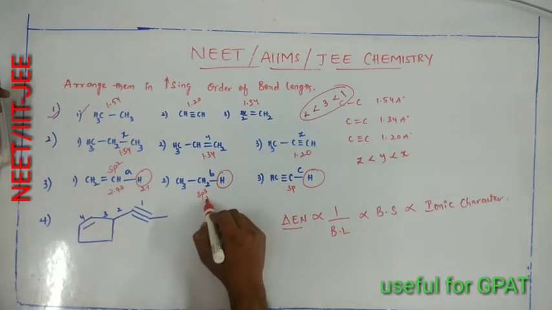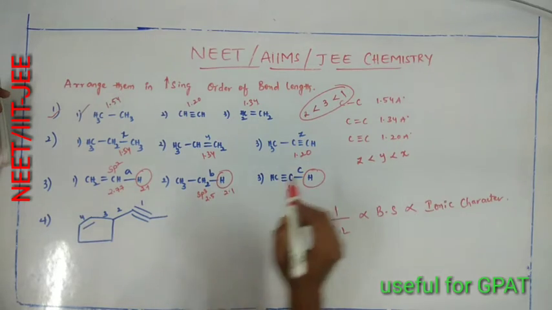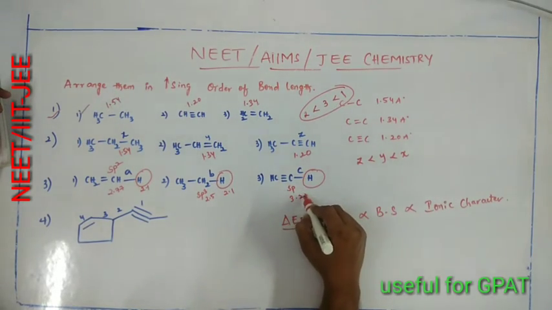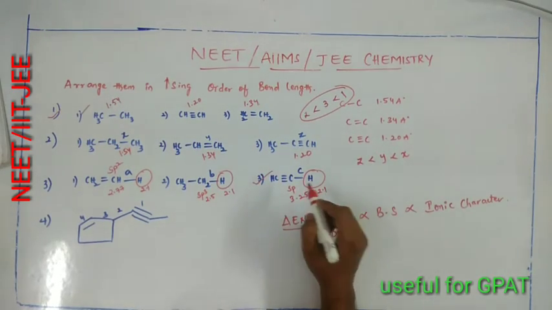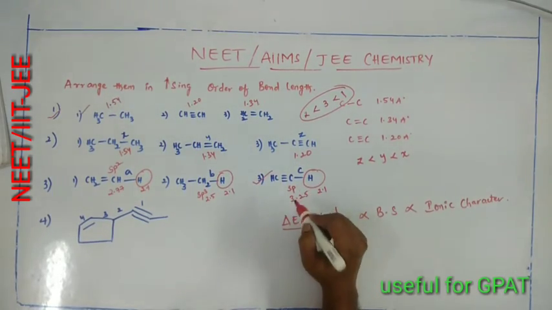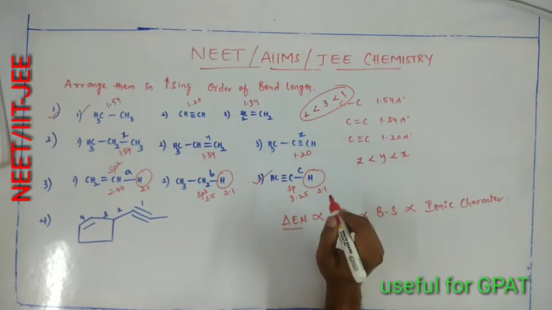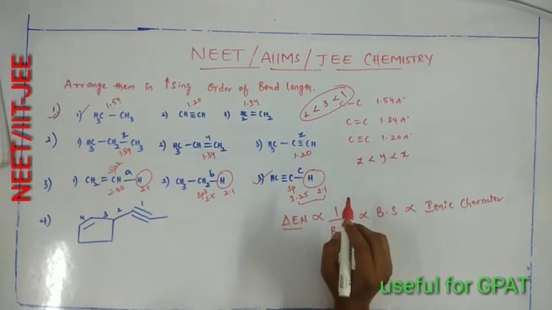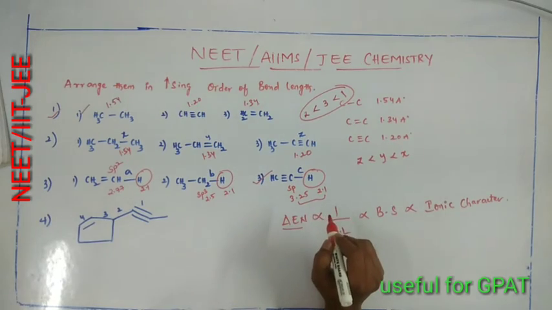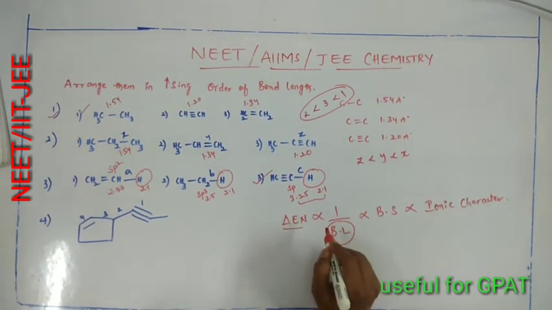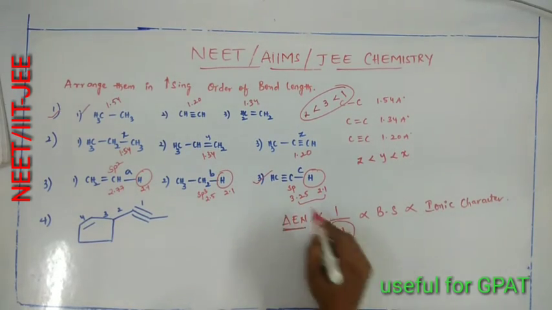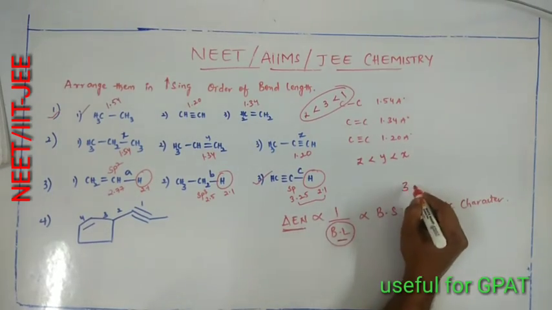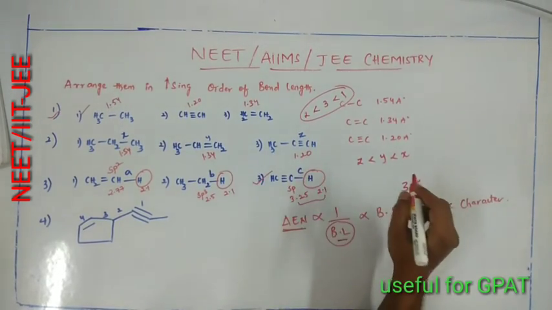The sp3 hybridized carbon is 2.5 and hydrogen is 2.1. Here the sp hybridized carbon is 3.25 and hydrogen is only 2.1. So there is a larger electronegativity difference between the carbon and hydrogen atoms, so this bond length is less. When the difference in electronegativity is more, the bond length is less. So the third one has less bond length when compared with the second and first one.